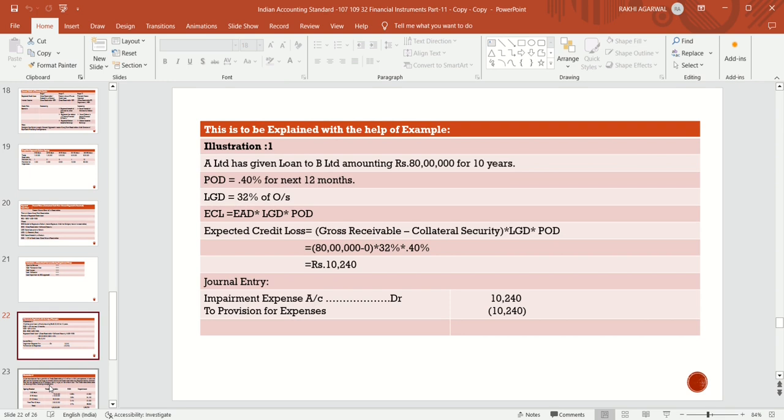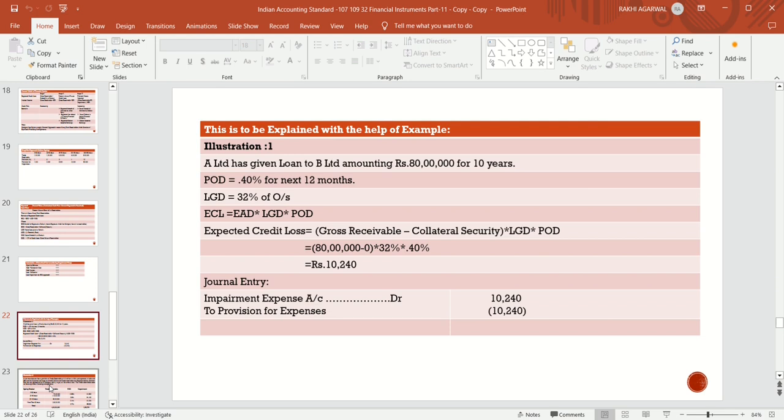Suppose A Limited has given a loan to B Limited amounting to rupees 80 lakhs for 10 years. The period is 10 years. POD is given, LGD is given. POD is 0.40% for the next 12 months, that is, for the next 12 months the probability of default is 0.40%. LGD means loss given on default, which is 32% of the outstanding loan.